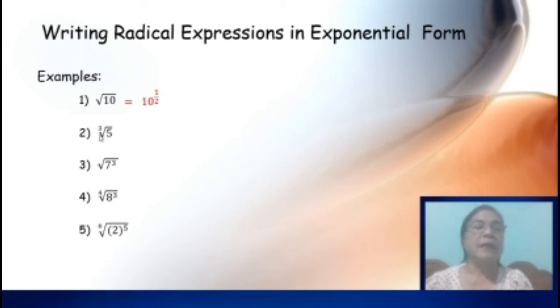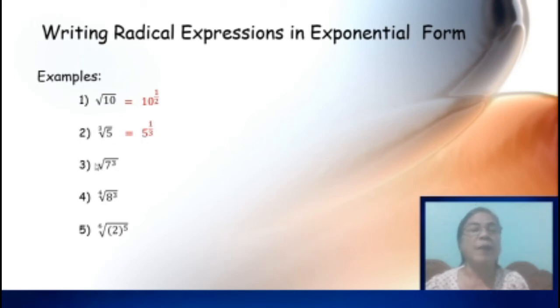Next, third root of 5. Okay, that is 5. The radicand turned out to be the base. What's the exponent here? Understood to be 1. And 3 is the denominator. The index now turned out to be the denominator.